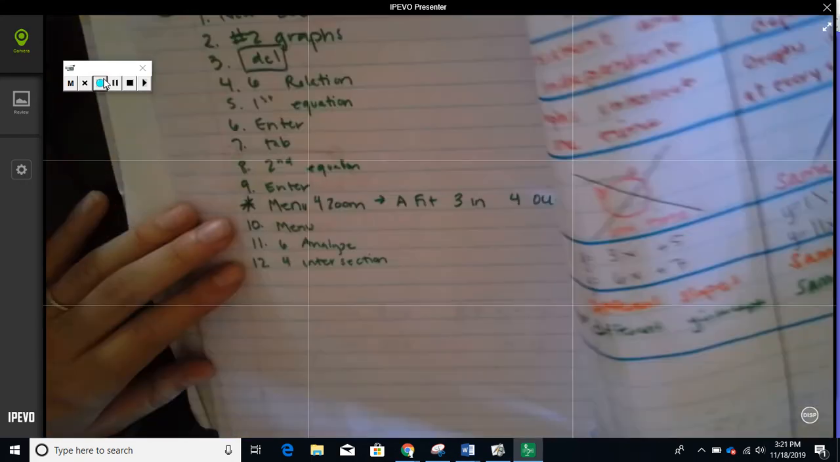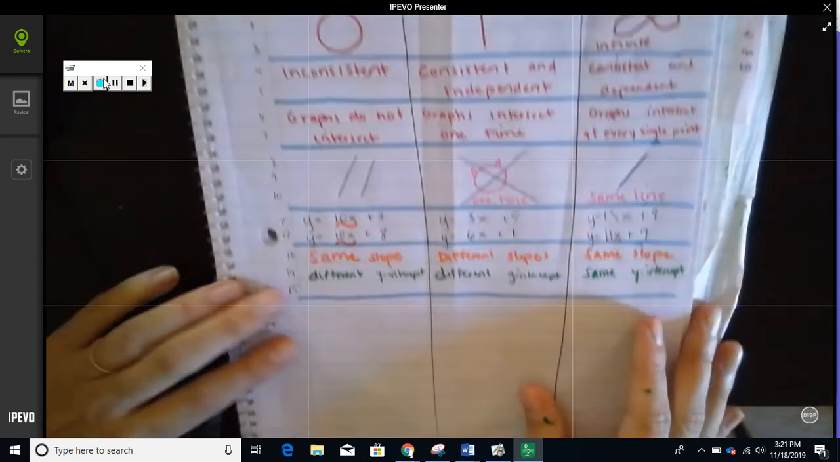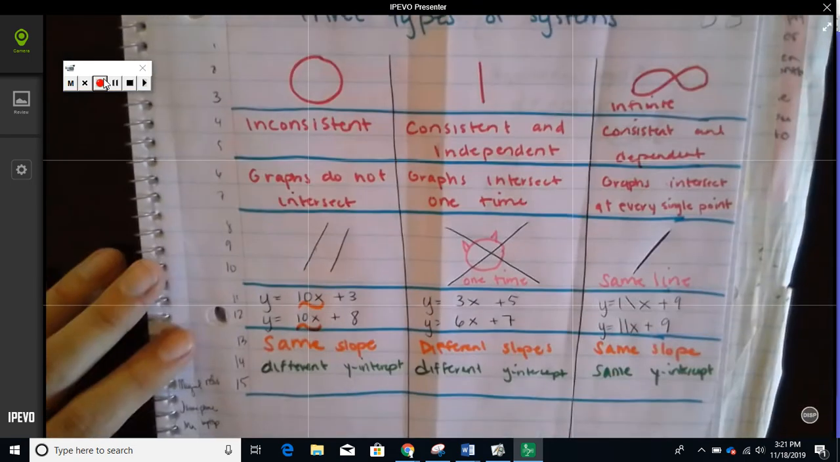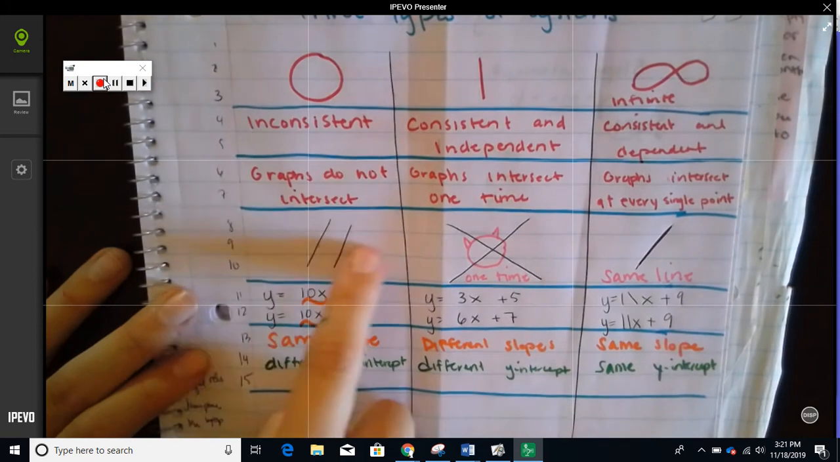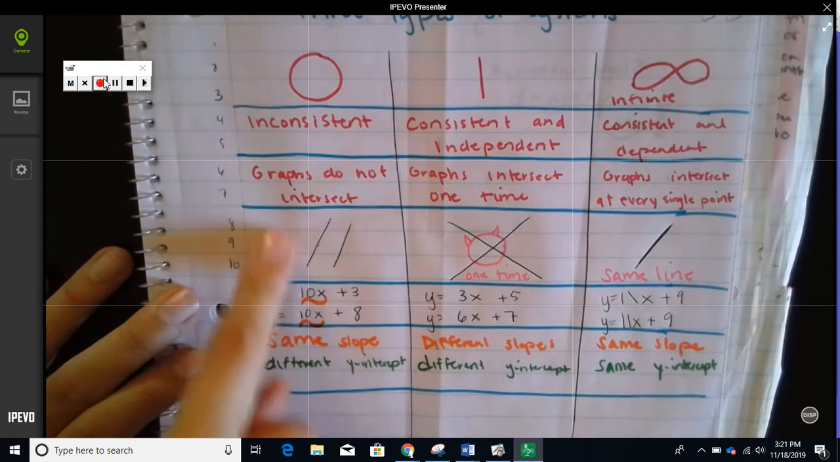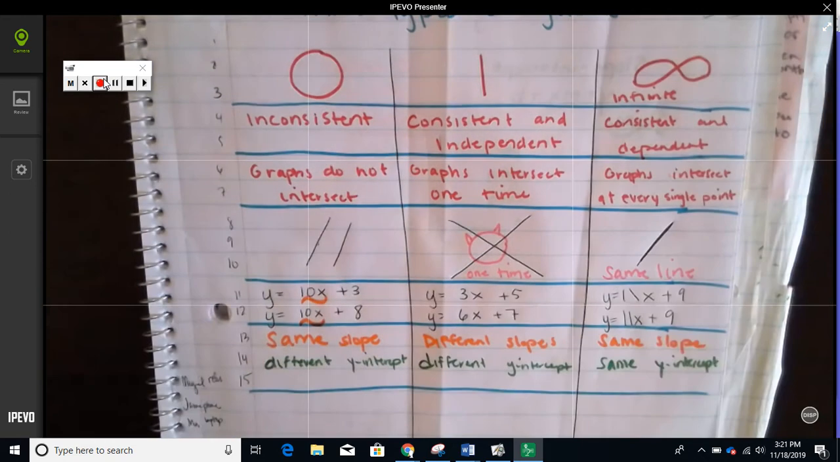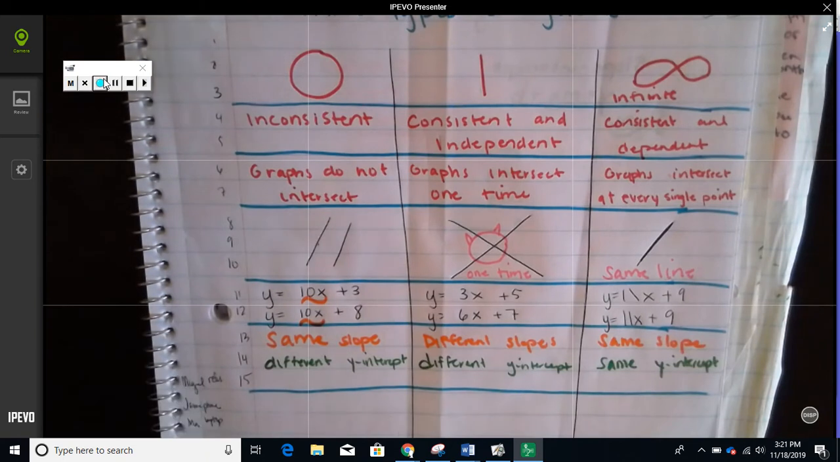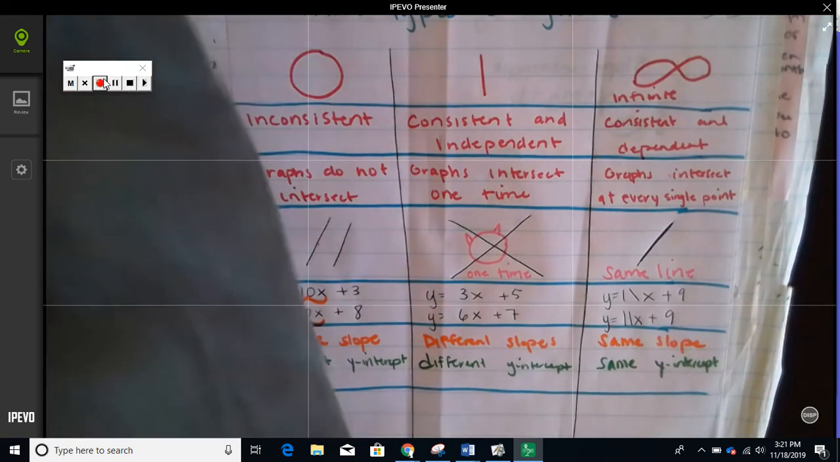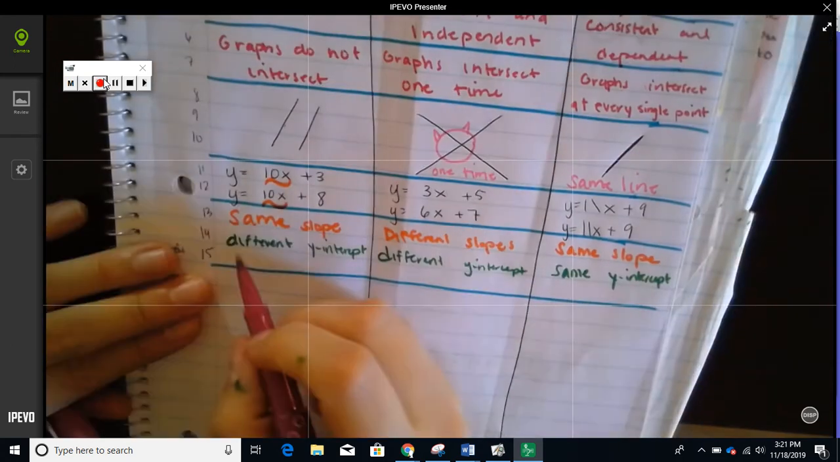So we've actually talked about parallel lines. Parallel lines are where graphs do not intersect. There is no solution. So that is when the slopes are the same, and the word for that, besides inconsistent, is also parallel. So I'm going to ask that you write that in your notes. This is on page 55, line 16.